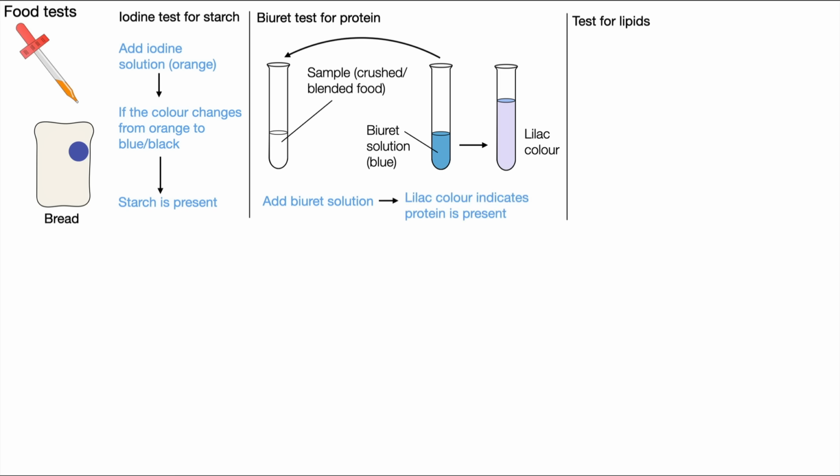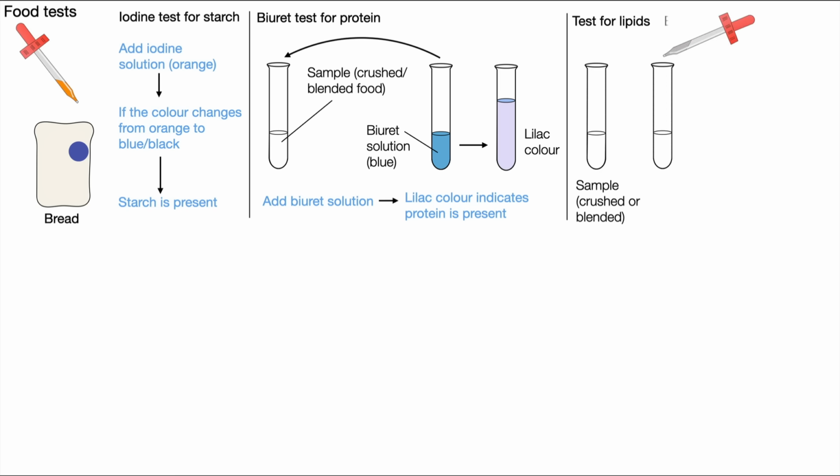The next one is the test for lipids. Here we have a sample again, crushed or blended if we need to. We add a few drops of ethanol. We then shake, so you might have to put a rubber bung on the top and give it a shake. And the test is to add ethanol, shake.